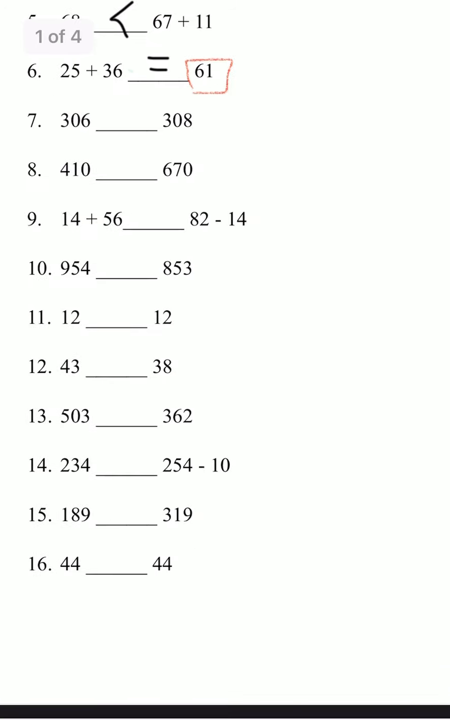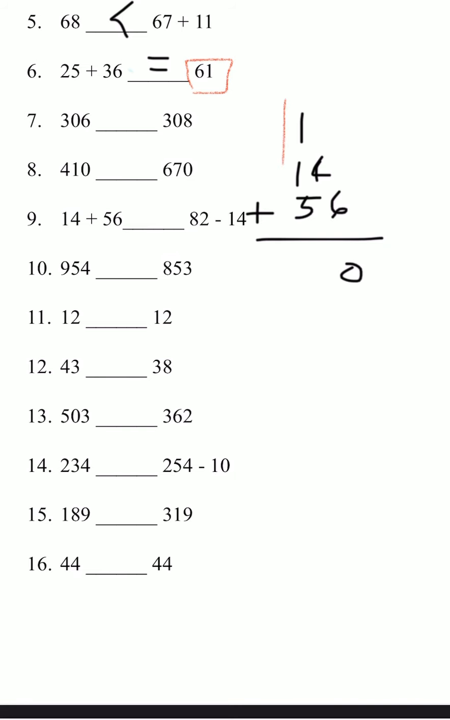Now let's do number 9. 14 plus 56. So 4 plus 6 is 10. The 1 goes up. Now we're adding these three numbers. 1 plus 1 is 2. 2 plus 5 is 7. So we have 70, okay? So this is going to be 70. And the second number, so we're just going to write it down here, okay?